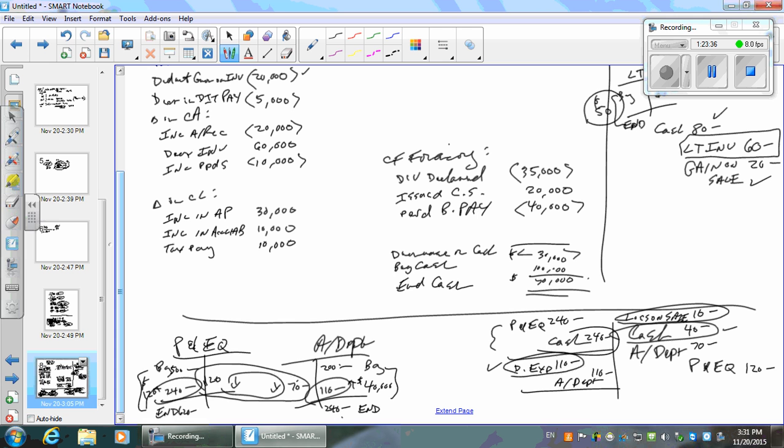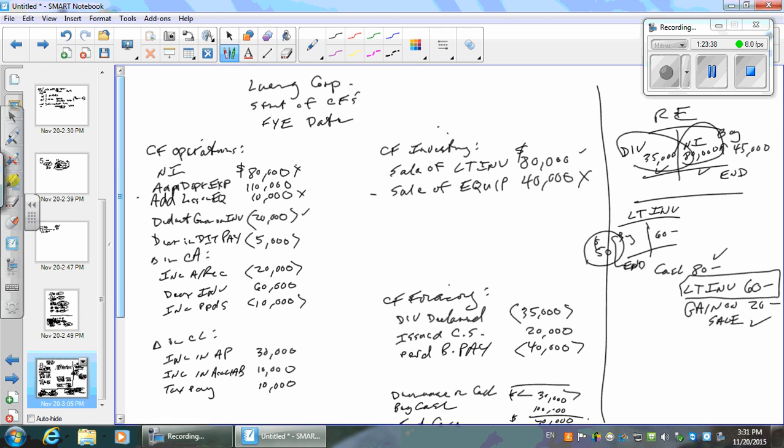Where am I going to put that? Well, it's cash going out, under investing activity. Purchase plant and equipment. 240. And I had less cash because of that.